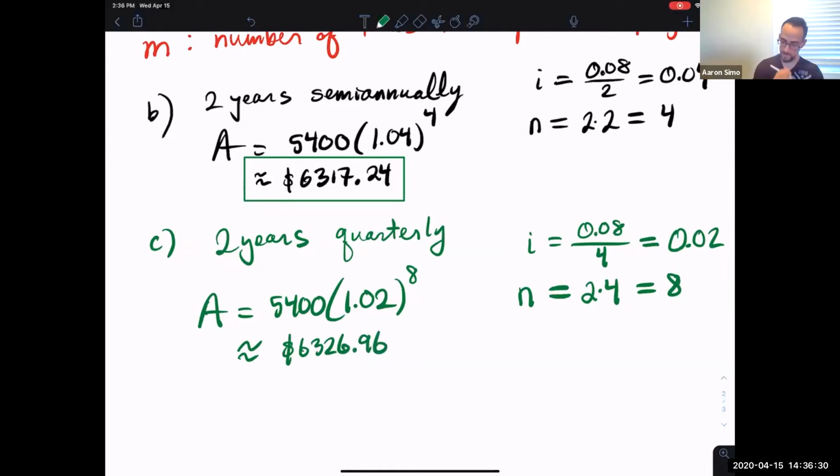All right, I got 6,326.96. Okay, good. Notice that that's more money than the other one: $6,326 versus 317. So when it's compounded quarterly, you make more money, just a little bit more. I'll take the more money, like the $9 more. Why not?